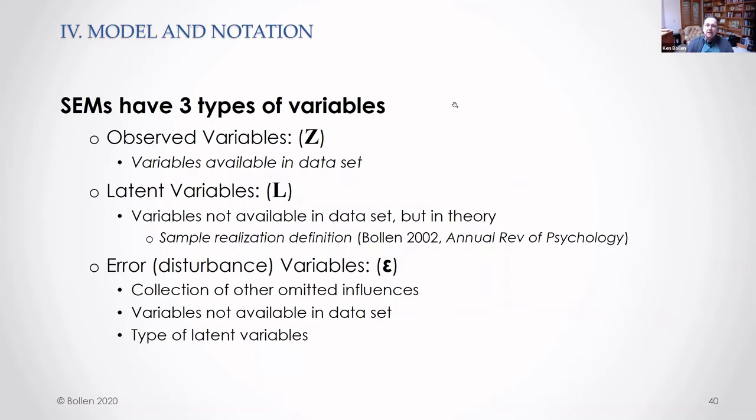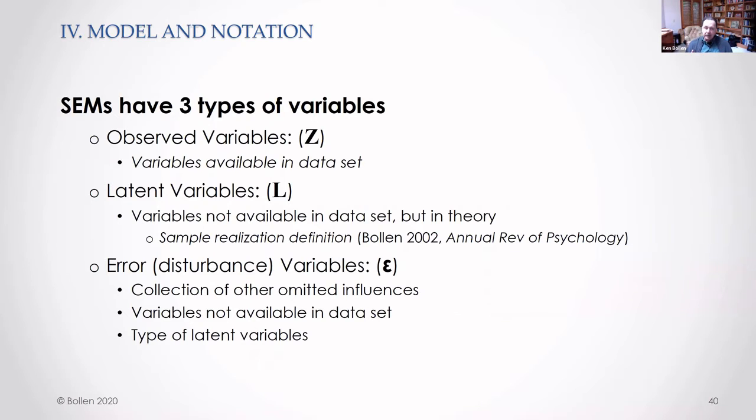To get started, let's distinguish between three types of variables. The first type of variable, and we've already seen this in some of the examples, is this Z, which we've used to represent observed variables. These are variables that are actually in the data set that you're analyzing.